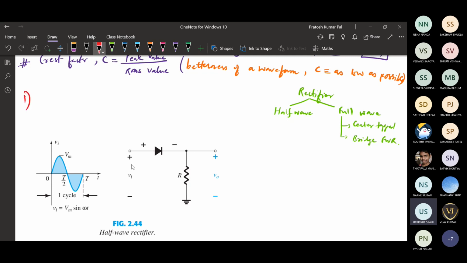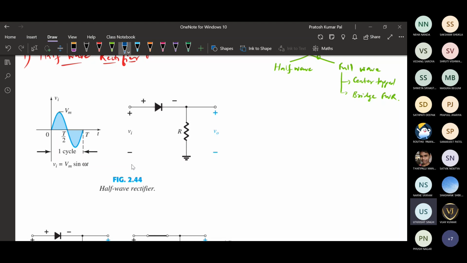So the first one that we will be seeing is the half wave rectifier. In the case of the half wave rectifier, the circuit is this one. We will be having an input, and this input will be an AC input. So whatever input voltage we are providing will have a variation with respect to time. So V input is equal to Vm sin omega t. Okay, so this is your time varying input signal, that is the AC signal we are providing.